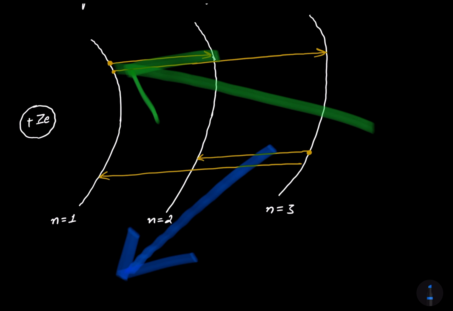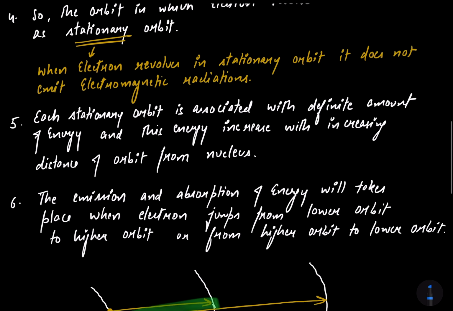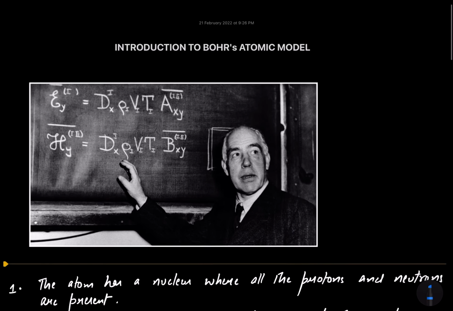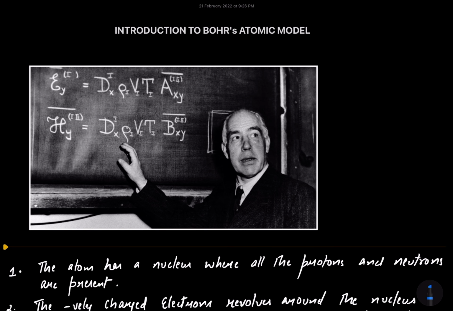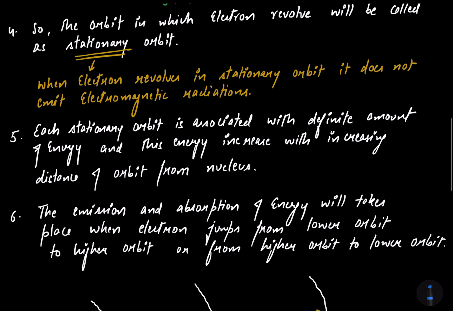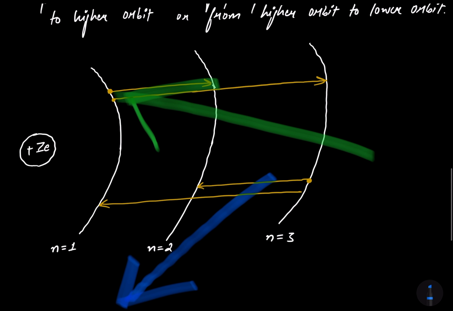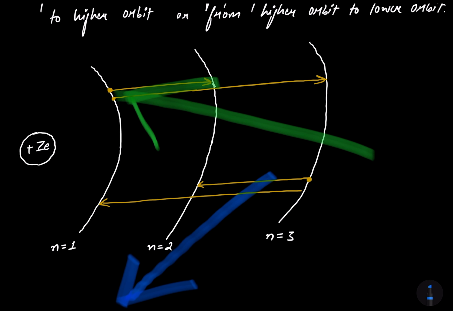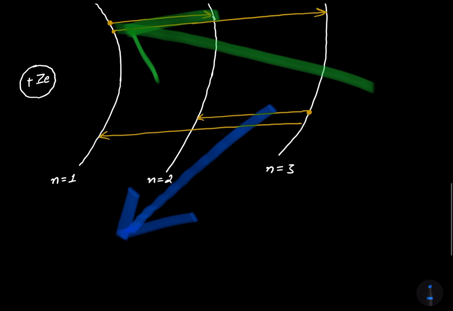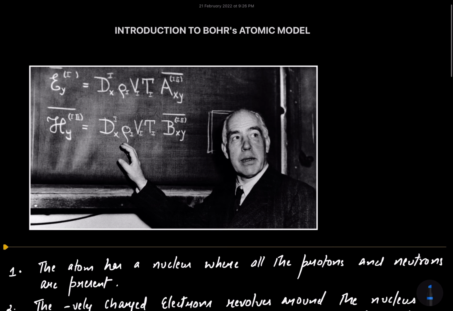So those were the postulates given by Bohr sir regarding the structure of the atom. Hopefully my dear students, you got this point. I have also given the picture of Bohr sir at the start of the lecture. So it was an easy postulate. In the next lecture, we are going to derive the radius of the orbit, the energy of the electron in the orbit, the velocity of the electron in the orbit, its time period of revolution, etc. So this was the introduction to the Bohr atomic model.